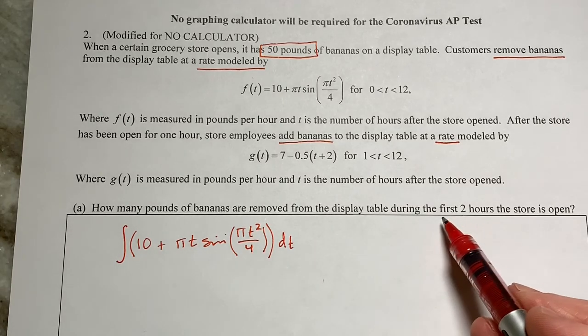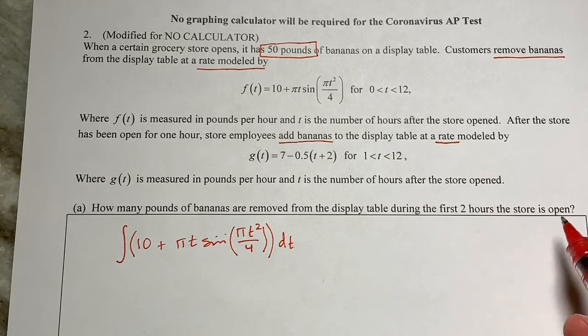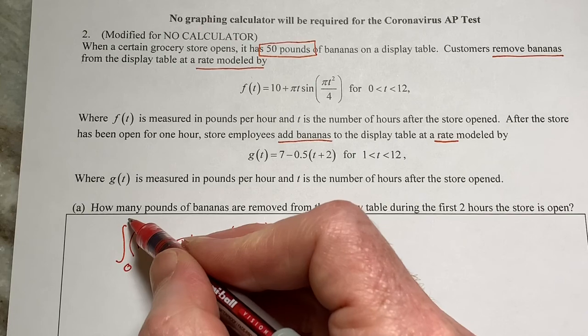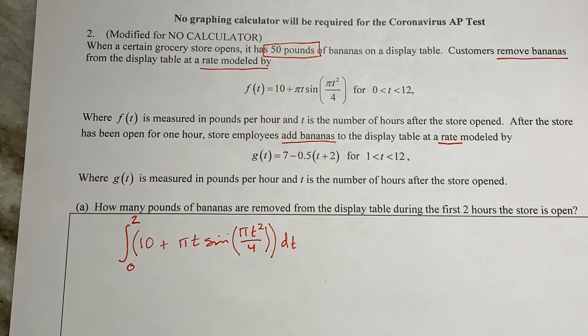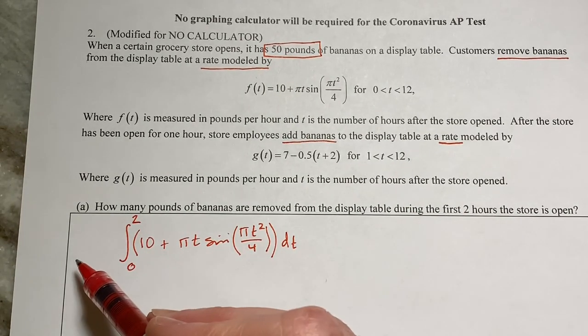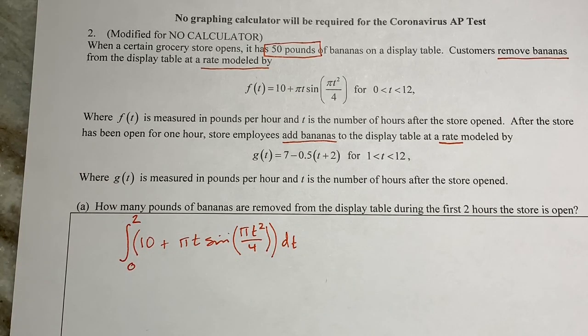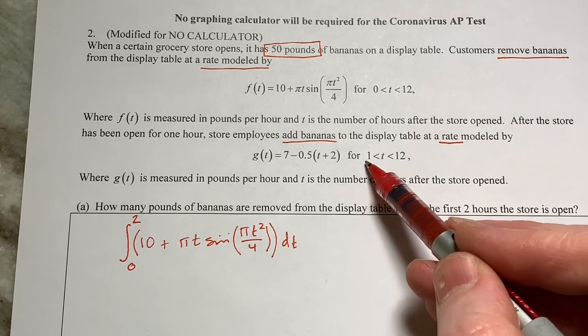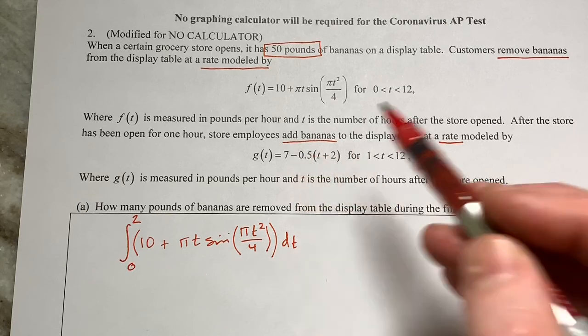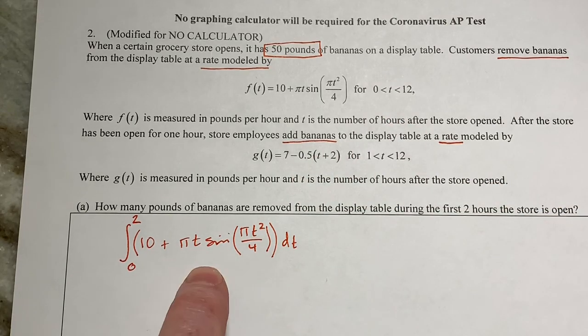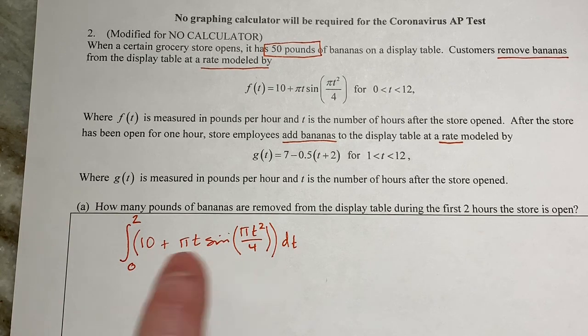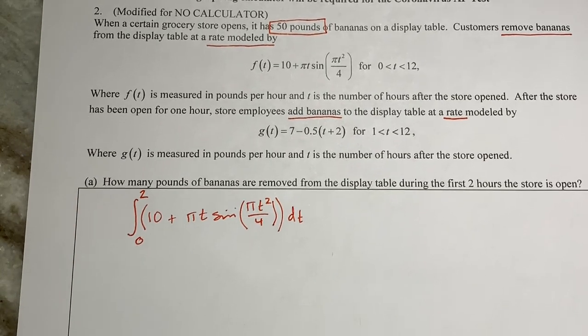And it says the first 2 hours the store was open, so from time 0 to time 2. I'm not going to take this and add it to the 50 or subtract it from 50. That would tell me how many bananas are left on the table. And actually that wouldn't even be true, because at time 1 they started adding more on there. So that's a totally different question. This alone will give me the amount removed. All right, so how do I actually evaluate this integral?